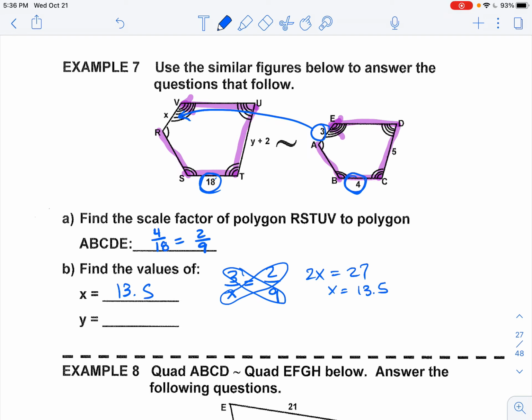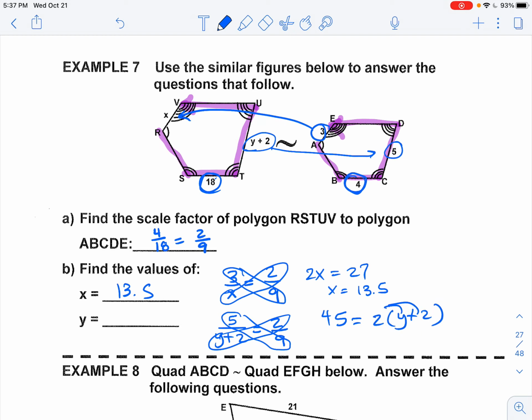If I want to solve for y, let's go ahead and set up also a proportion. So how about the new over the old? 5 over y plus 2 is equal to 2 over 9. Cross multiply. So 5 times 9 is 45 is equal to 2 times y plus 2. Distribute, combine your like terms.